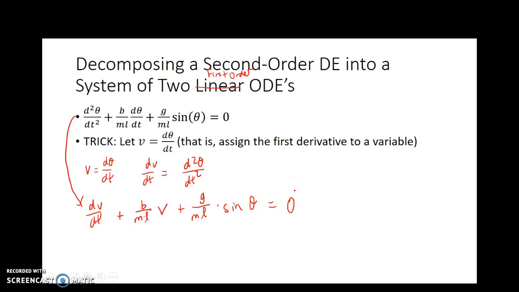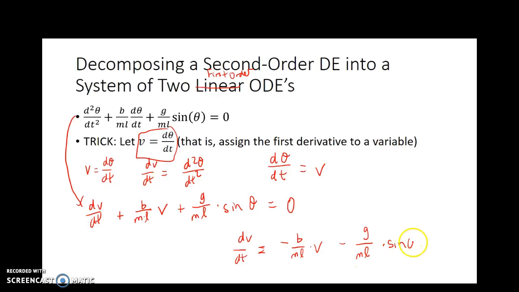Okay, so I actually already have one differential equation, and that was based on my substitution here. So my first equation in this system is d theta dt equals v. And my second model, if I now solve for dv dt, is dv dt equals negative b over ml times v minus g over ml times sine of theta.